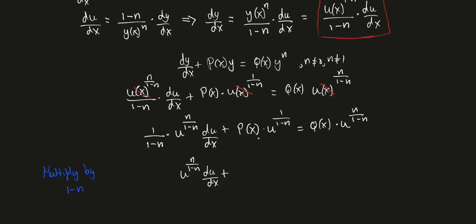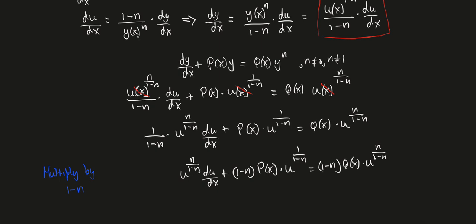But then this now has to be multiplied by 1 minus n, so I'll put that constant in front. But I still have my u there. I haven't done anything with the u's yet. And then this side has to be multiplied by the same constant 1 minus n. And then I'll have q of x and then u to the n over 1 minus n.